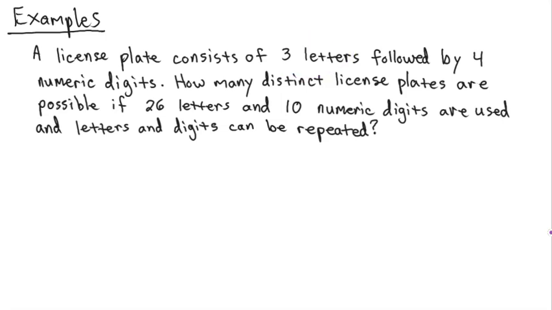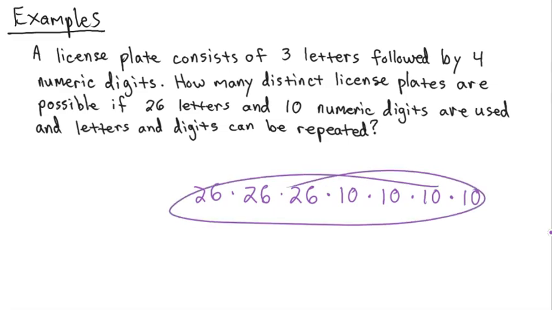Well, 3 letters, we have 26 choices, times another letter, 26 choices. So this is our first letter, this is our second letter, times our third letter is also 26 choices. Then our first number, we have 4 numbers in a row. Our first number, we have 10 choices. Our second number, we have 10 choices. Our third number, we have 10 choices. And our fourth number, we have 10 choices.